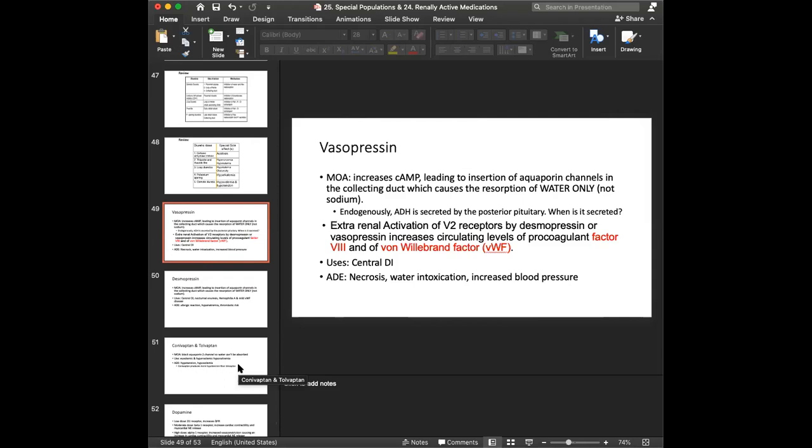ADH is going to be secreted when the body senses that there's going to be low volume, and so it's going to increase secretion so that the kidneys will reabsorb more water instead of peeing it out.